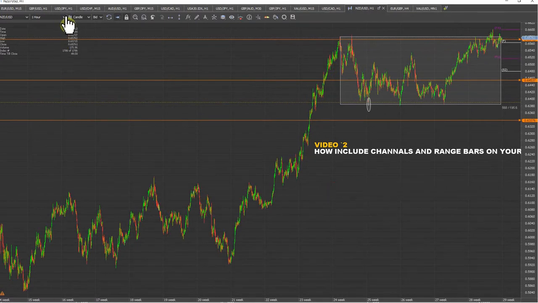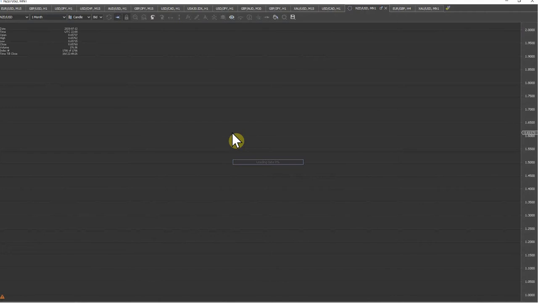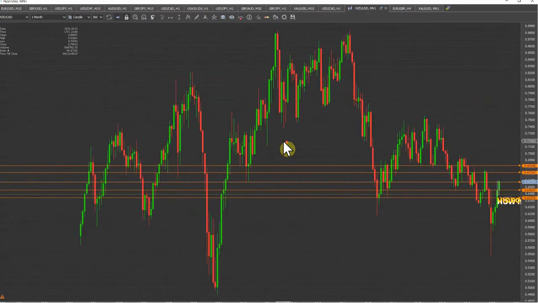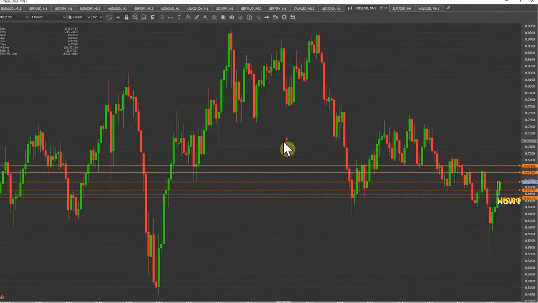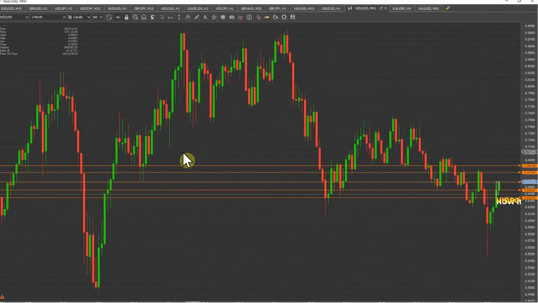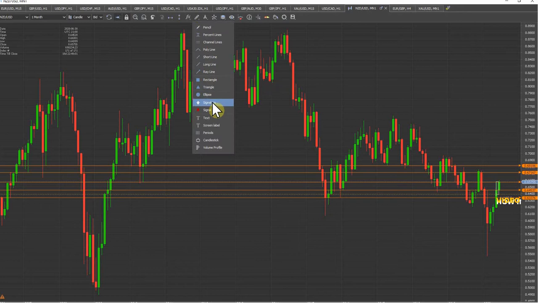Firstly, when I do channels, let's go back to the monthly. Let it load. Okay, if you look at the monthly chart, this pair you can say is in a primary bear channel. So we'll just show you how to draw the channels now to work that out.